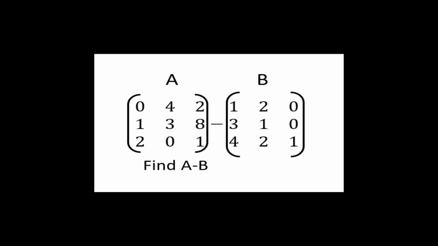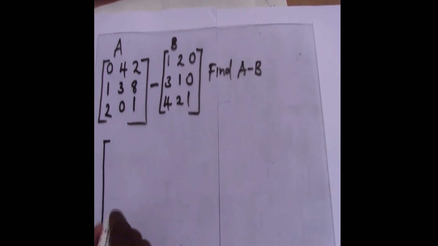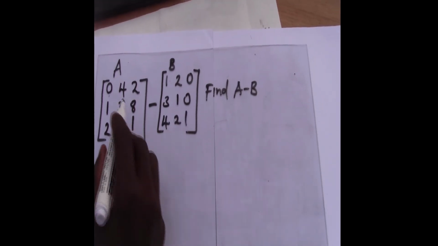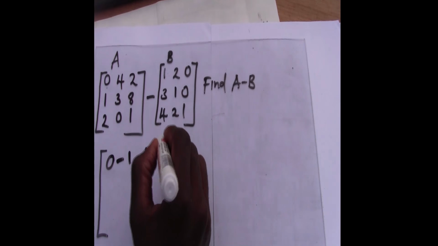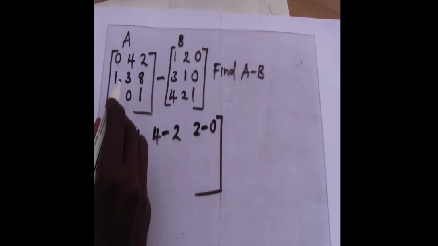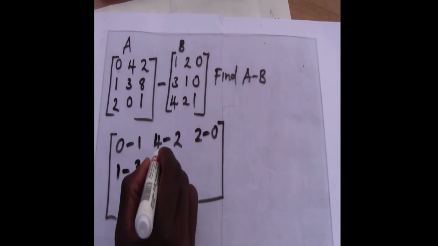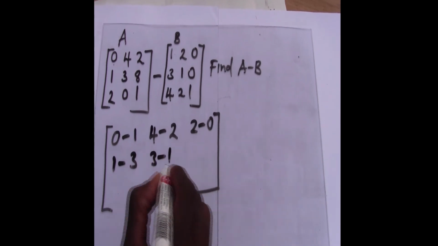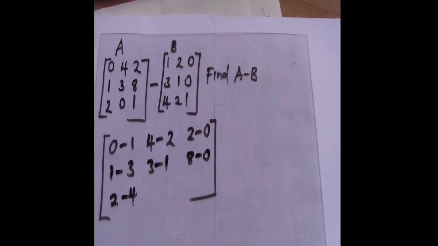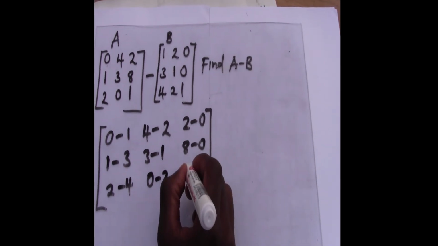We are going to start with subtraction of our last matrix, which is a 3 by 3 matrix, A subtracted from B. So the first step, element 0 corresponds to 1, so it's 0 subtracted from 1, and then 4 subtracted from 2, and then 2 subtracted from 0, and then 1 subtracted from 3, and then 3 you subtract 1, and then 8 you subtract 0, and then 2 you subtract 4, and then 0 you subtract 2, and then 1 you subtract 1.